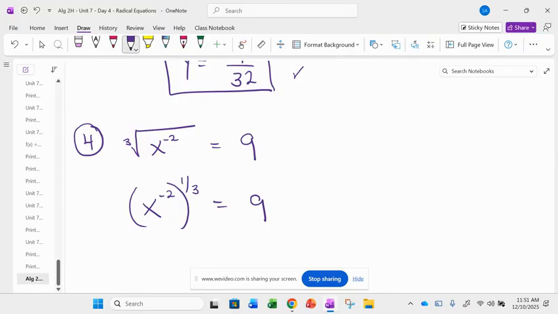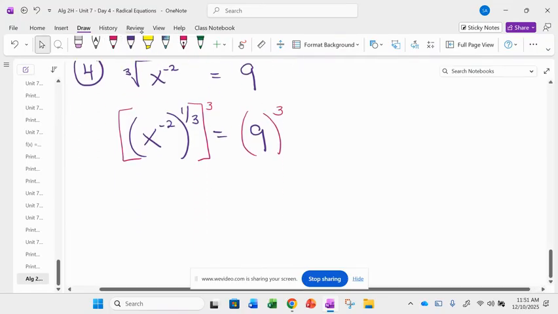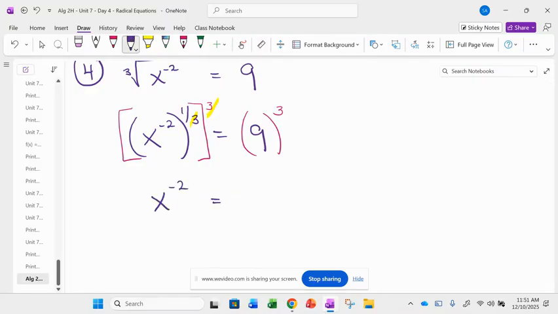So first I need to get rid of the outer one. How do I get rid of that power of 1/3? We raise it to the third power. So I'm going to raise this to the third power, which means I need to raise 9 to the third power. So now we're going to have x to the negative second power equals 9 to the third power, which is 9 times 9 times 9, which is 729.